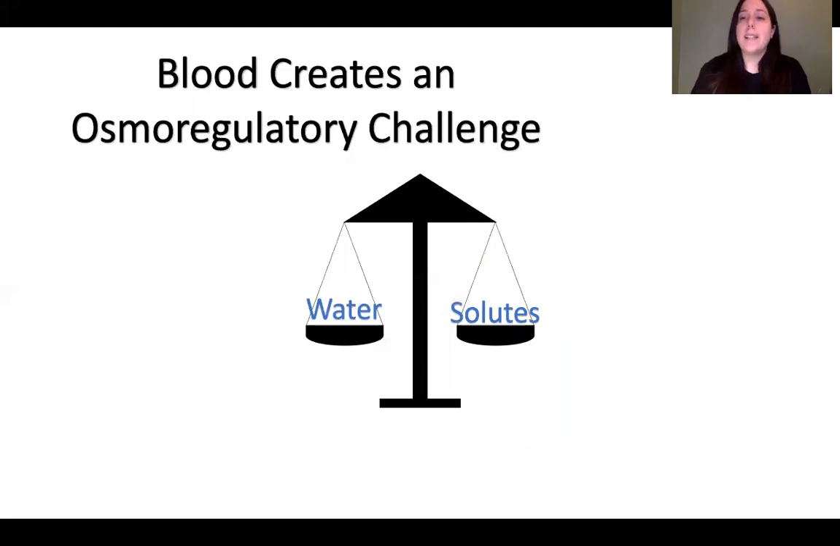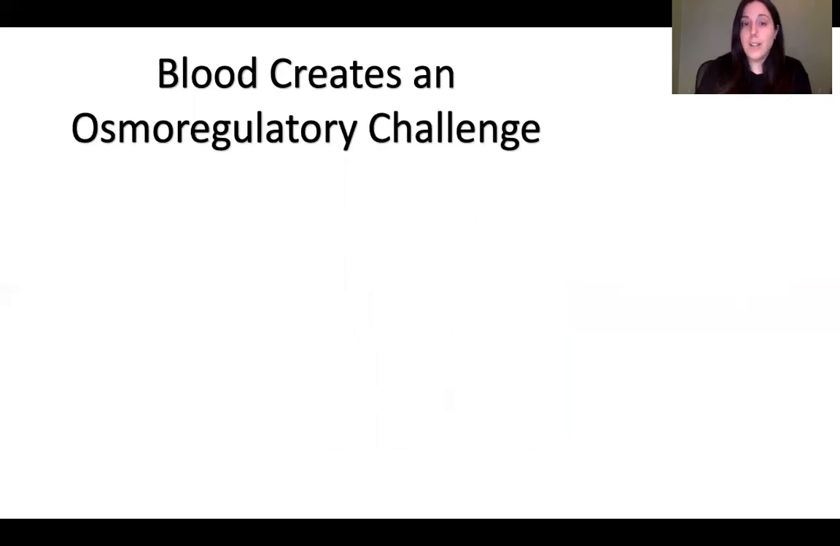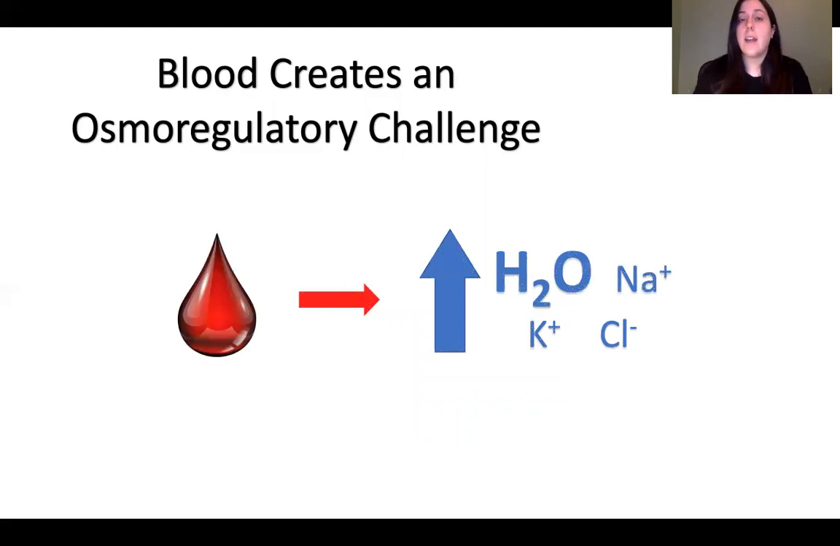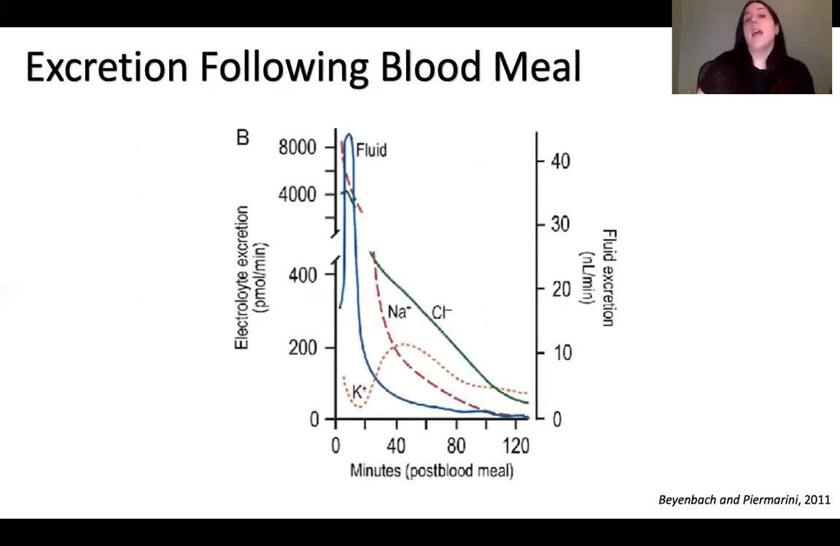So blood creates this overall osmoregulatory challenge for the female. And to put it very simply, osmoregulation is the balance between water and solutes. So with an incoming blood meal, the female experiences a massive increase in water, but also in ions as well, such as sodium, potassium, and chloride. And all of these increases now need to be excreted from the body. Some are kept, of course, but the excess must be excreted.